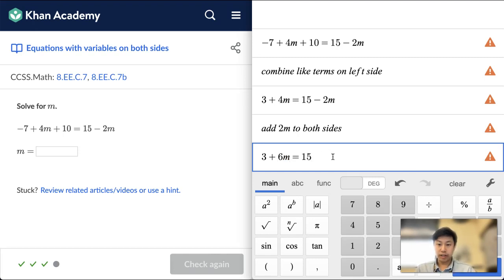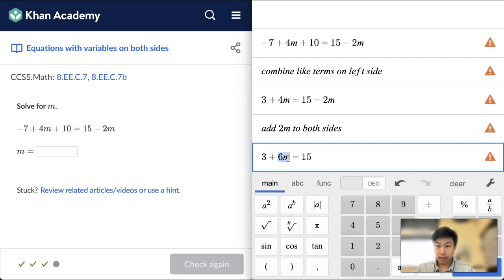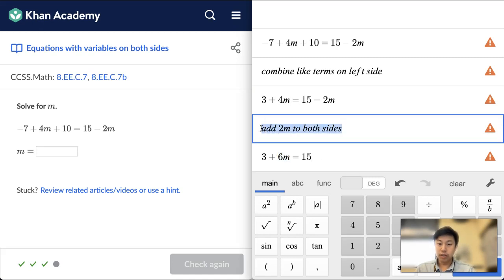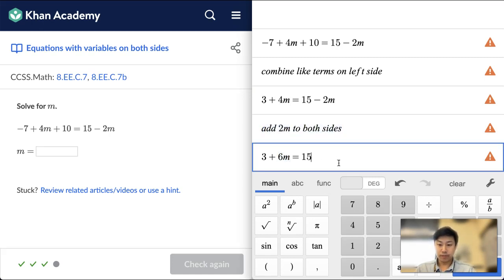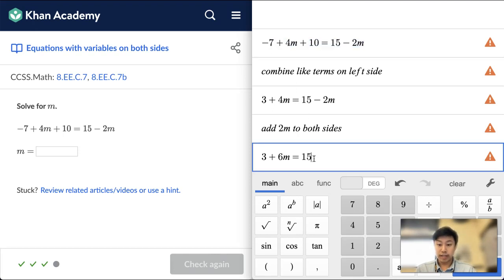Let's review what we just did. Negative 2m plus 2m goes away. 4m plus 2m is 6m. But you have to choose this operation right here. So really, that's the main piece of this video. We're able to take a more complex multi-step equation and break it down into a 2-step equation now. We're not done solving it yet, but I'm going to breeze through the rest of this because I'm assuming you guys can solve 2-step equations if you're watching this video.